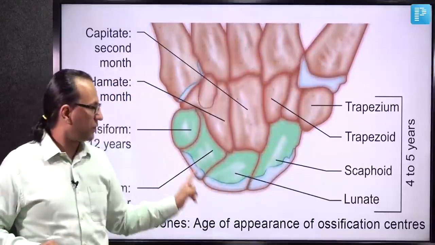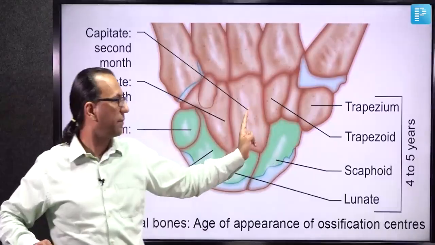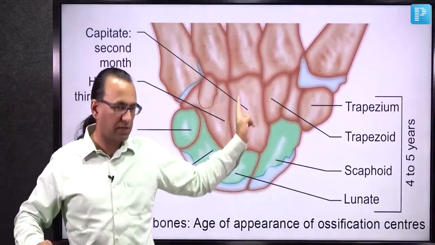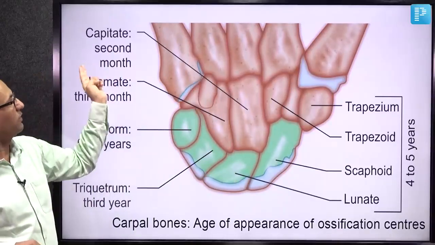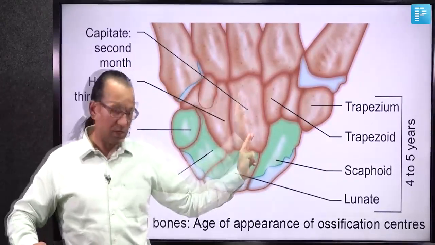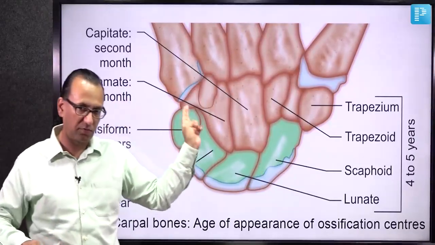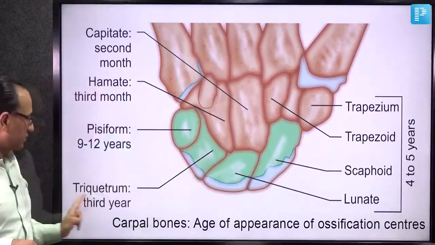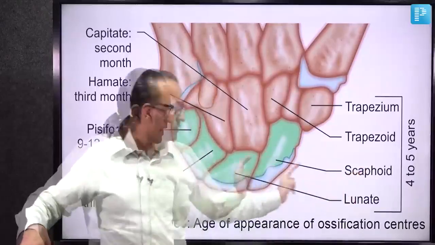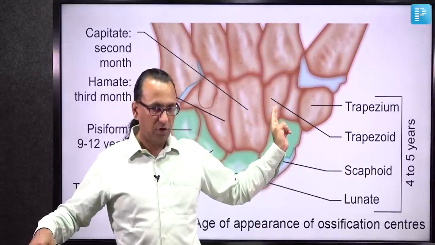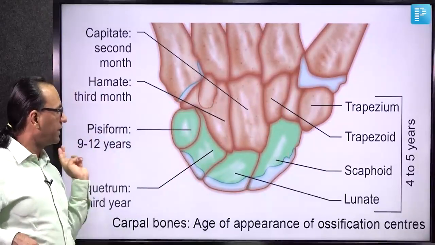So once again, we can look at the proximal row: scaphoid, lunate, triquetrum, and pisiform. Then you have the trapezium, trapezoid, capitate, and the hamate. As I'm suggesting, the capitate is the central bone, the largest of all and the oldest of all. The first to start ossification, in the second month after birth of the baby. Then the next bone to start ossification is on the side only, the hamate, in the third month after birth. And then comes the third year, the triquetrum, fourth year, the lunate, and fifth year, the scaphoid. Actually, in sequence, you will then say trapezium and trapezoid. The last bone to start ossification is the pisiform, which is 9 to 12 years after birth.